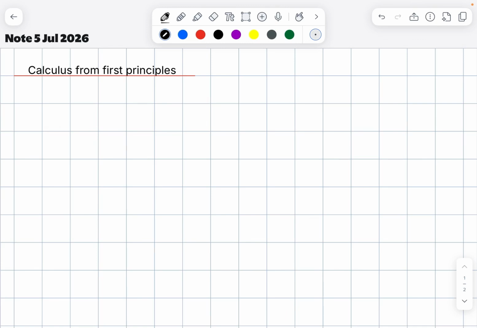For starters, I'll be going over calculus from first principles, so how it was developed and the steps that people took to figure out differentiation and integration. So yeah, I'll just get started.